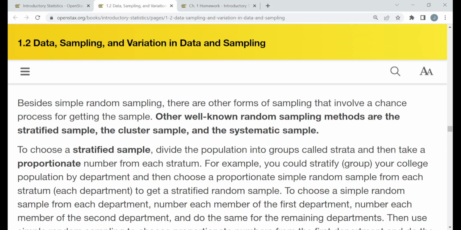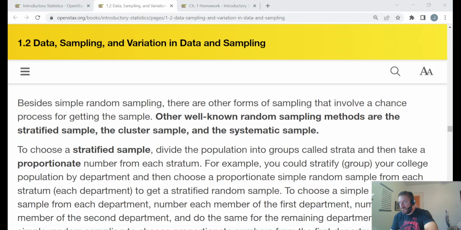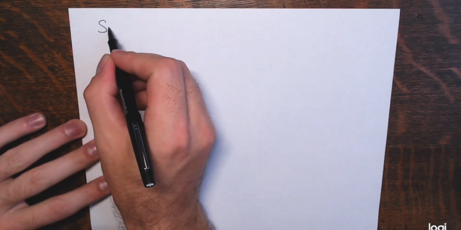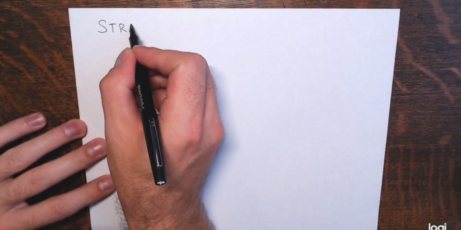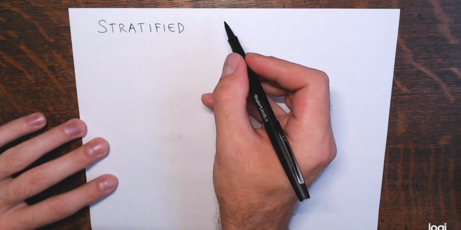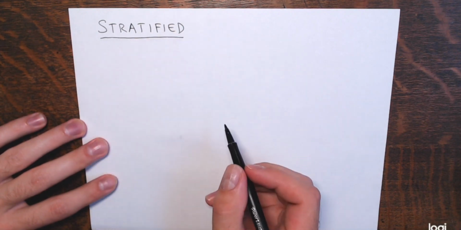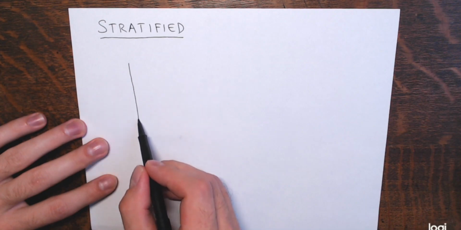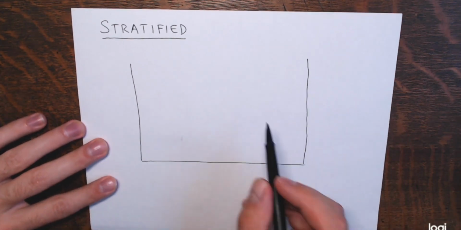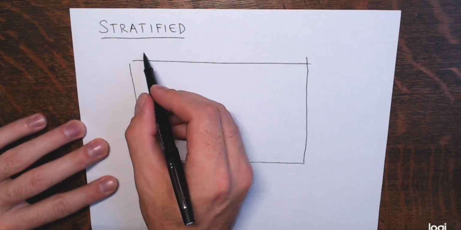So they have an example there, but like I said, I would like to, on a piece of paper, we're talking about a stratified sample. So imagine a very simple picture. So imagine this box I'm drawing represents the entire population.